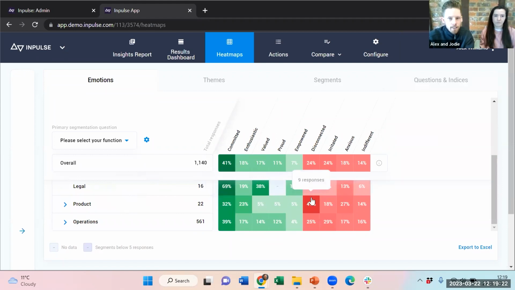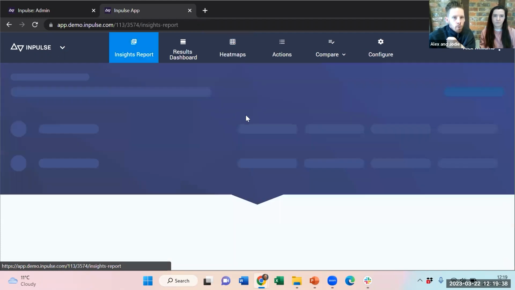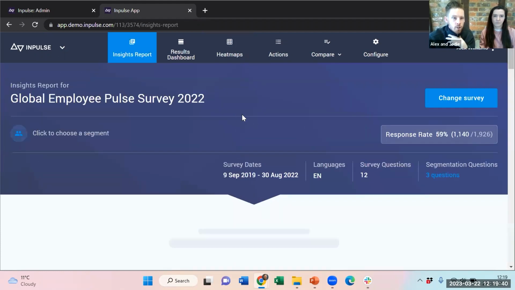I can see that for product, disconnected stands out very clearly there at 41%, for example. And I can click through to any of these populations if I wanted to as well. So there's that bird's eye view, again, looking at this key information around how people are feeling. The final thing I'm going to show you is just on the insights report page, which again is looking at this two emotions question, how do people feel and why?